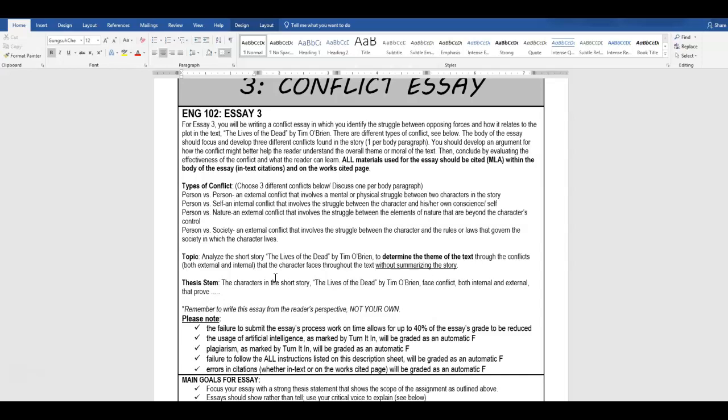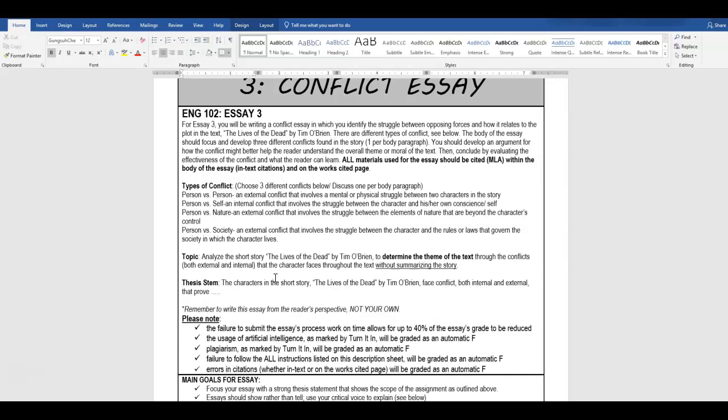in the story. A person versus person conflict should not be a person versus an animal. Okay, that would be nature. Please make sure you understand that. I have some people that don't understand that. Okay, person versus person has to be 2 humans that are in an argument with each other.